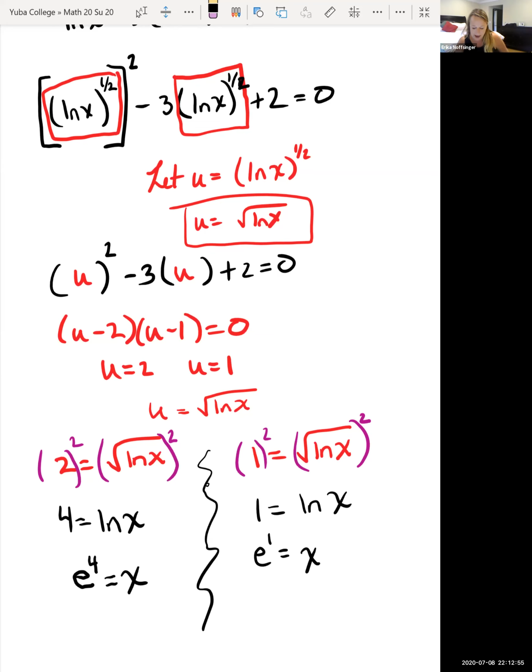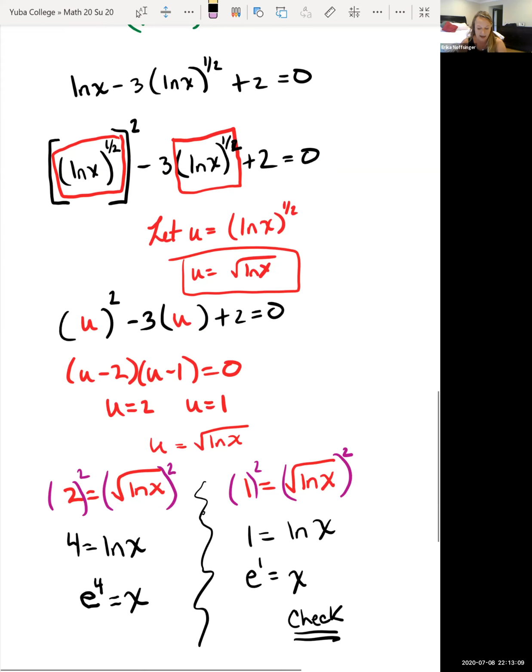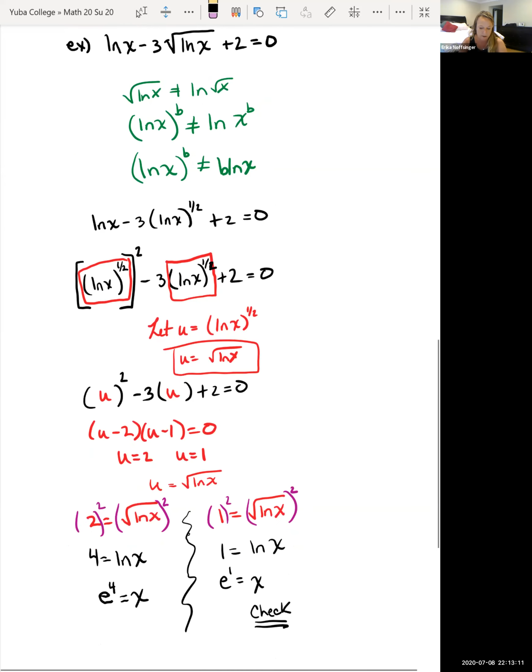So let's go back and check. There are multiple reasons why we have to check, because we squared both sides of our equation, and because our original equation had logs in it and it's affected by a domain.